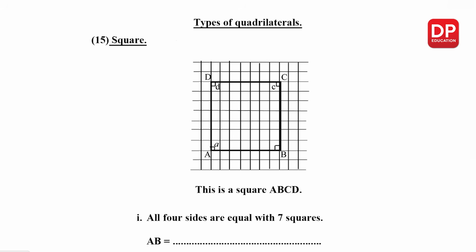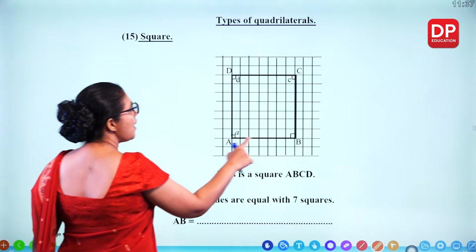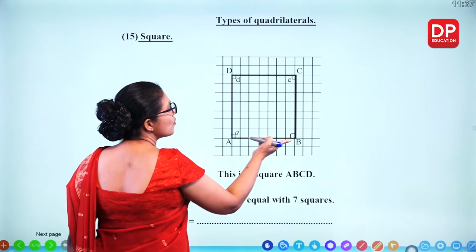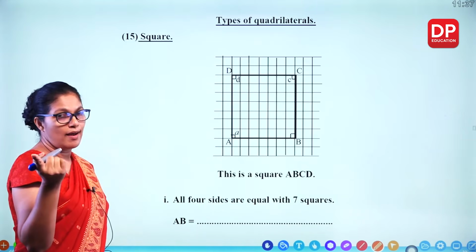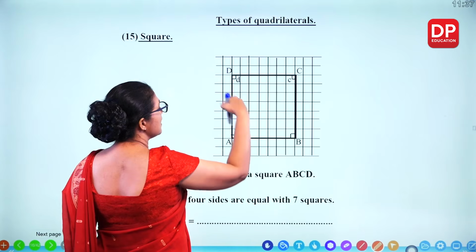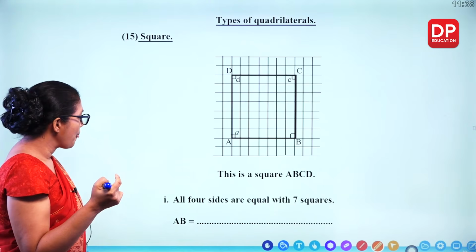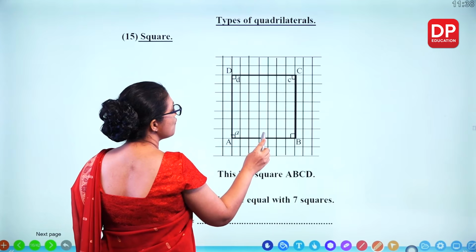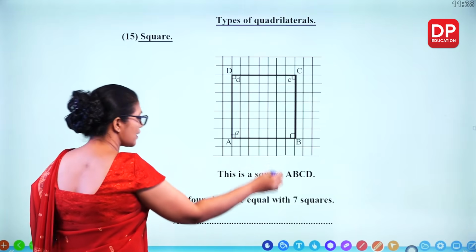So we'll talk about the types of quadrilaterals. A square. The square is ABCD. When you are labeling, you have to go either clockwise or anti-clockwise. You can't say ACBD square; it's ABCD or ADCB square. So this is a square. All 4 sides are equal, with 7 squares: 1, 2, 3, 4, 5, 6, 7. Can you see the square?